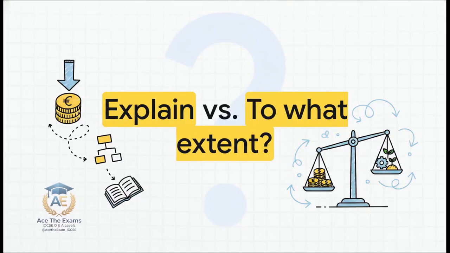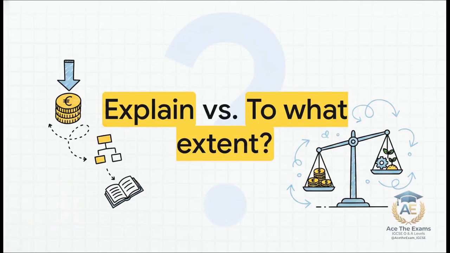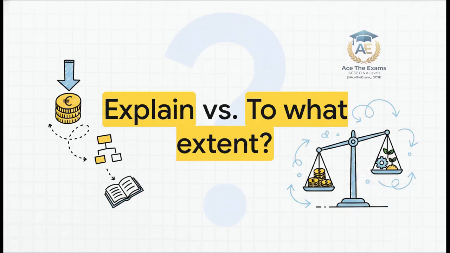Let's look at another classic comparison. Explain versus to what extent. If an examiner asks you to explain why dividends are paid from revenue reserves rather than capital reserves, they want you to demonstrate causality. So you would explain that revenue reserves, like retained earnings, represent realized profits that are actually available for distribution, whereas capital reserves, like a share premium account, are unrealized or legally restricted. You're just explaining the why.